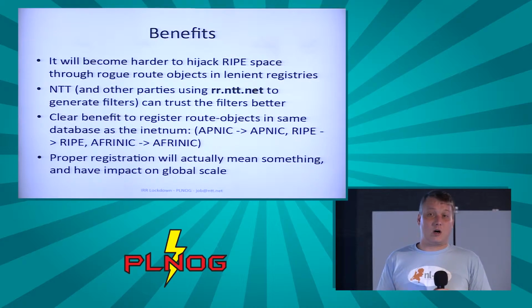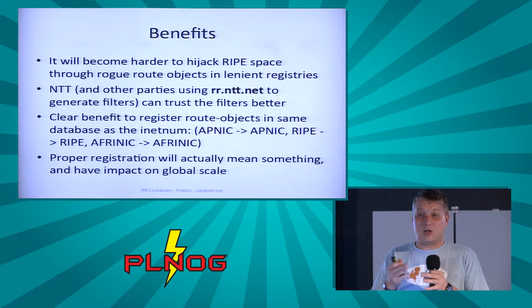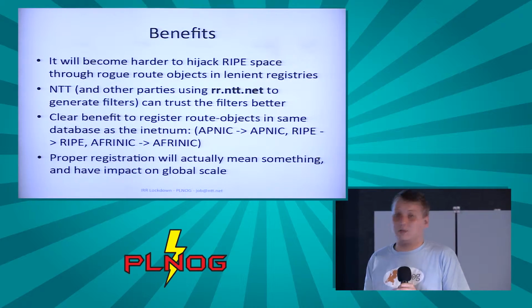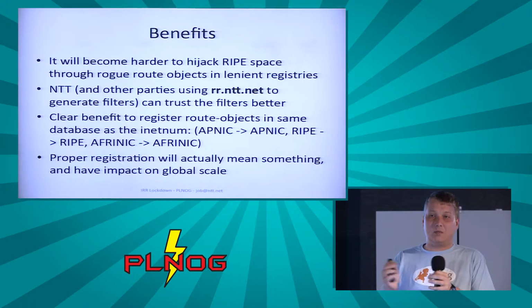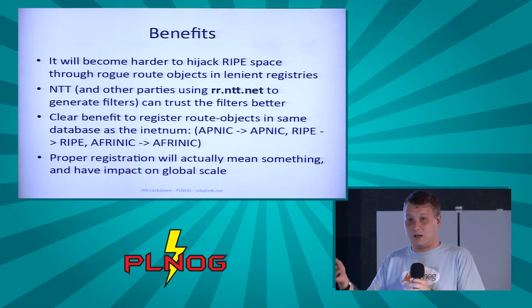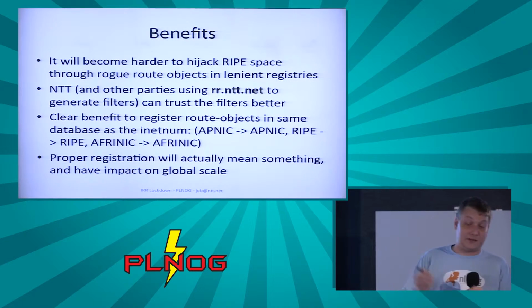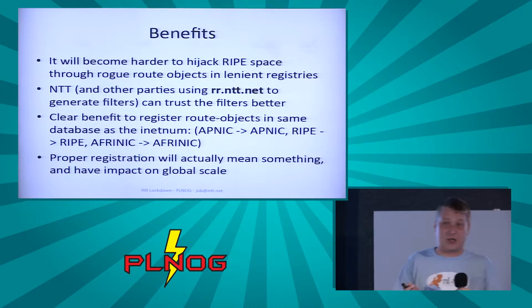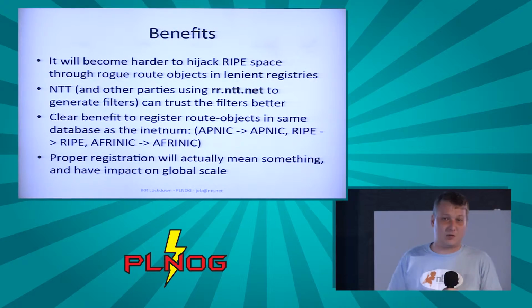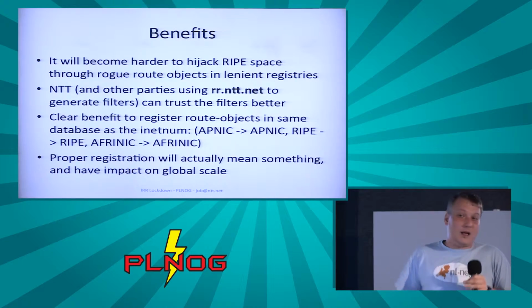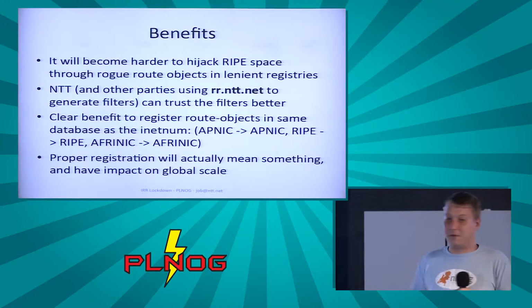Today's filters are hard to trust because anybody can put anything in a lot of databases, and the whole mechanism is as strong as the weakest link in the chain. So if there is an internet routing registry that will take any route object as long as you pay them $100 per year, then anybody can get into any filters.